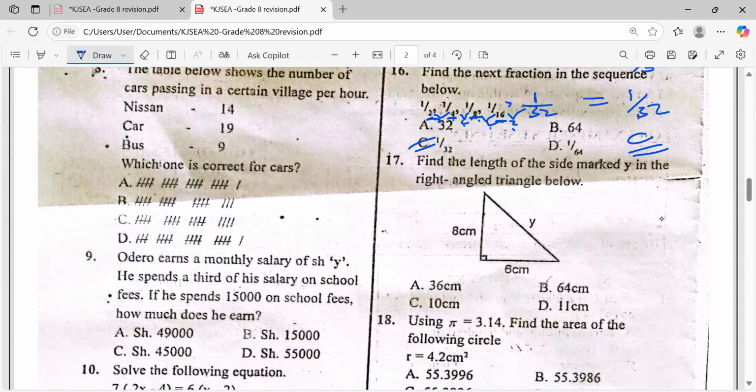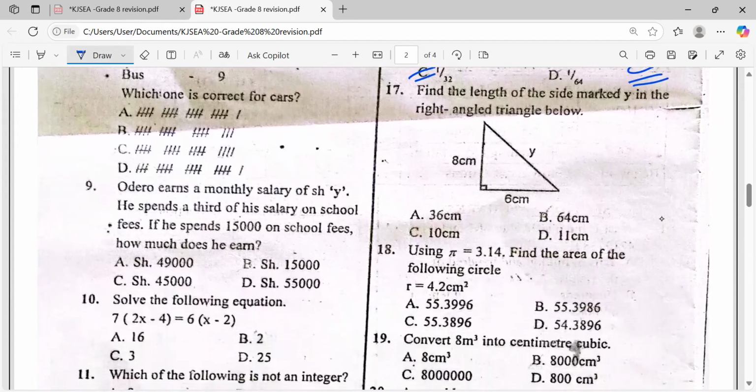Now, question number 17. You've been told to find the length of the side marked Y in the right angle triangle below. This one is a right angle triangle. You have 8 centimeters as our height and our base as 6 centimeters. From the right angle triangle, we have what you call Pythagoras theorem. From the formula, a squared plus b squared is equal to c squared.